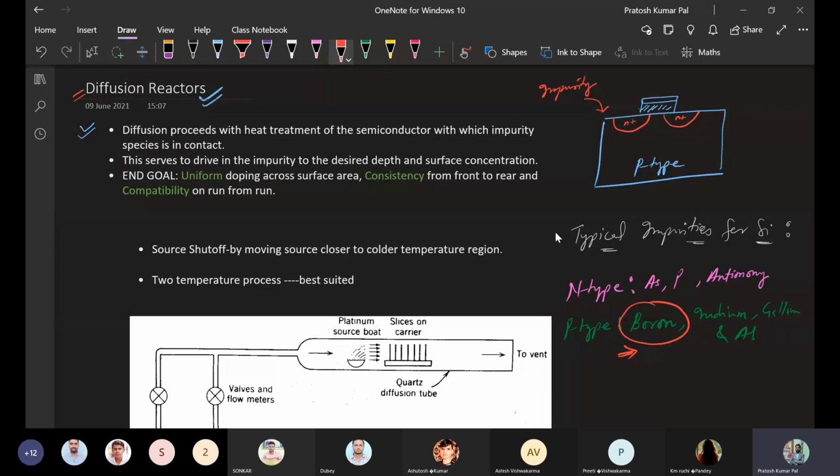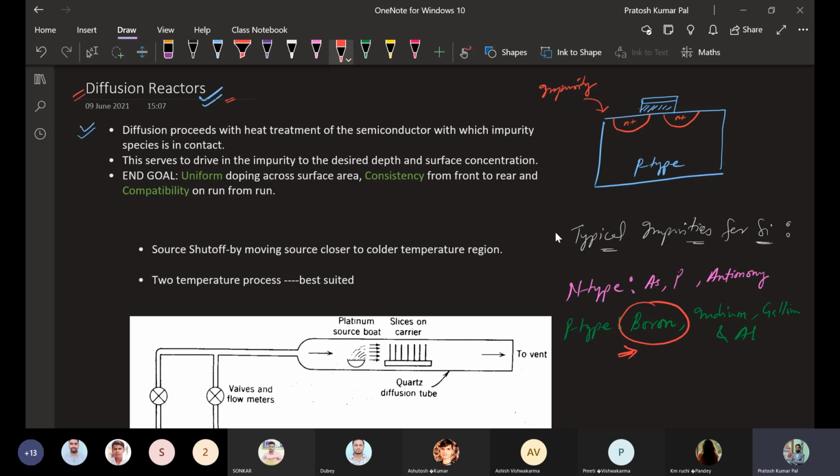So in this part, we will see what types of different reactors there are, through which the diffusion of these dopants takes place on the silicon surface, and also their behavior. If we want to dope the silicon crystal with boron, then what are the different sources of this boron dopant? We will see that.